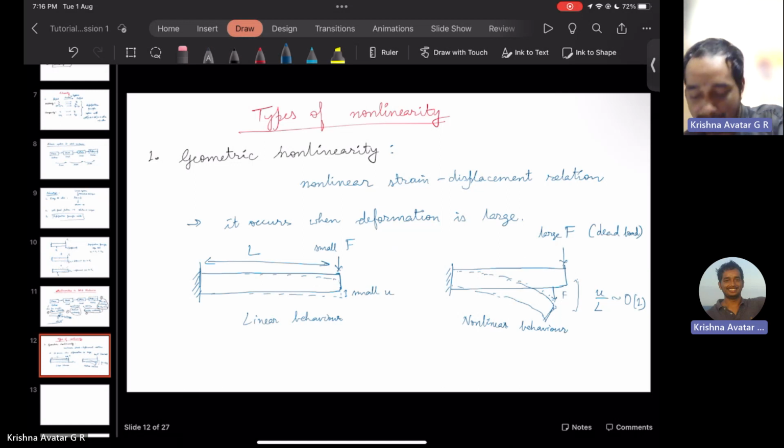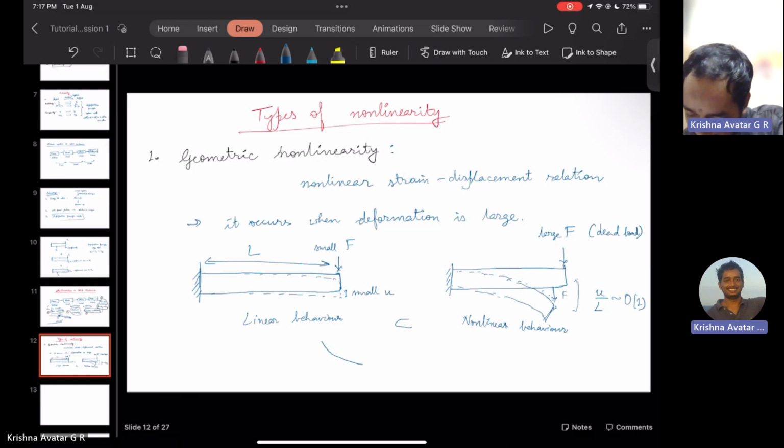So this nonlinear behavior. Now you'll ask me, okay, say we are using nonlinear analysis even if the load is small, will it be valid? The answer is of course yes. Why? Because linear behavior is a subset of nonlinear behavior.